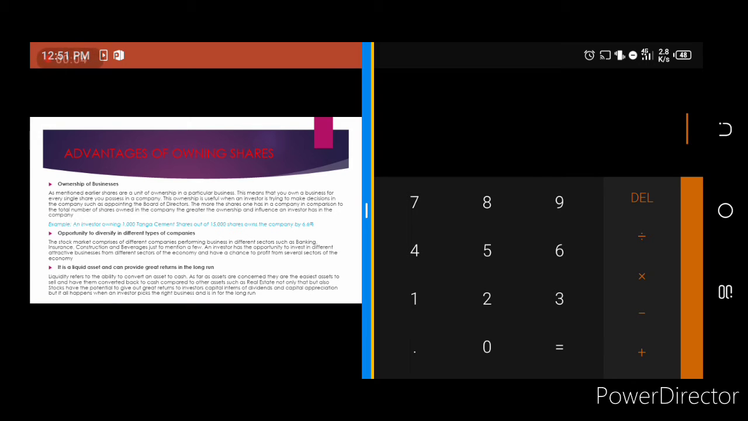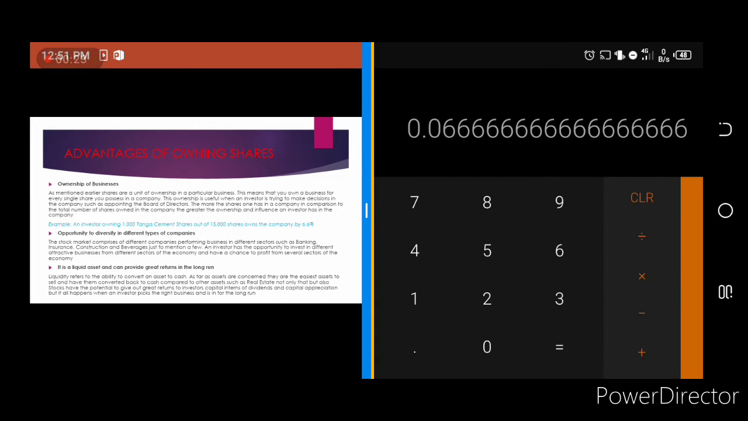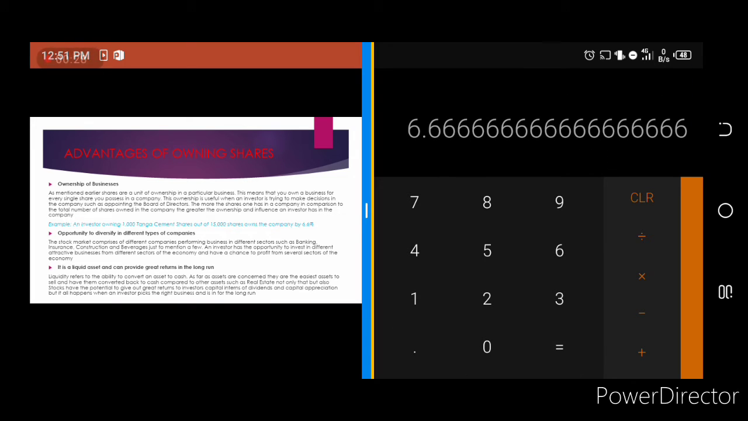So this investor owns 1,000 shares in Tanga Cement, and the total number of shares that Tanga Cement had issued to the stock exchange was 15,000 shares. So we just have to divide that by 15,000 shares. So that's 0.066666 to the end of time. Let's change that into a percentage, and that will be 6.666, basically 6.6%. So this lucky owner has a 6.6% ownership in this particular business.